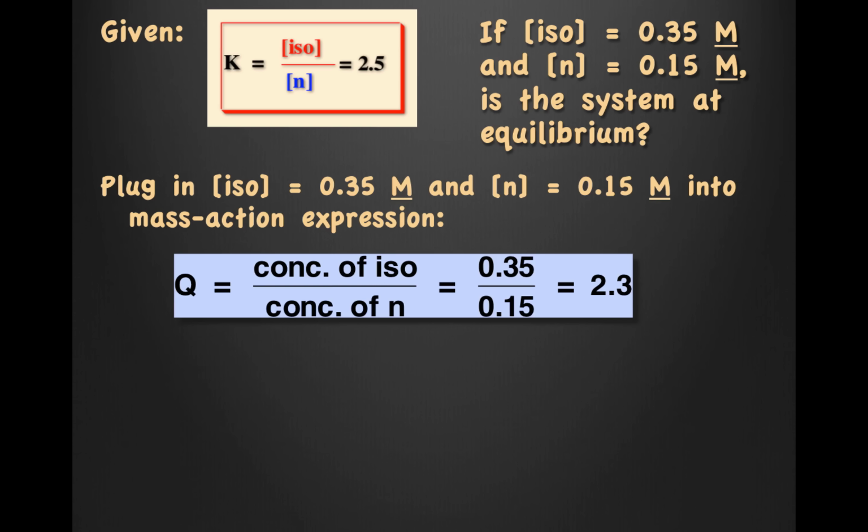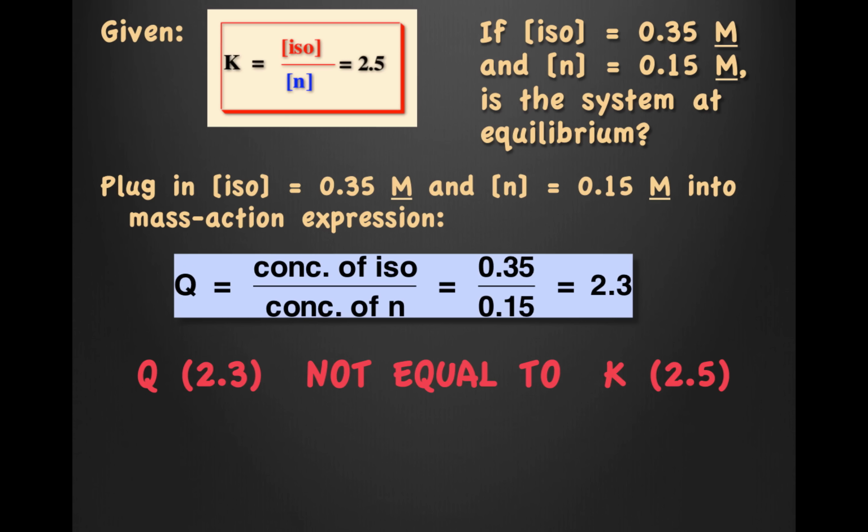Compare the reaction quotient with the equilibrium constant. If they are not the same, you are not at equilibrium. Since Q is not equal to KEQ, this system is not at equilibrium.